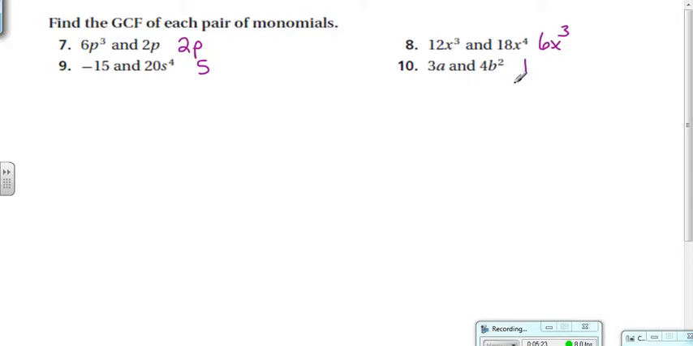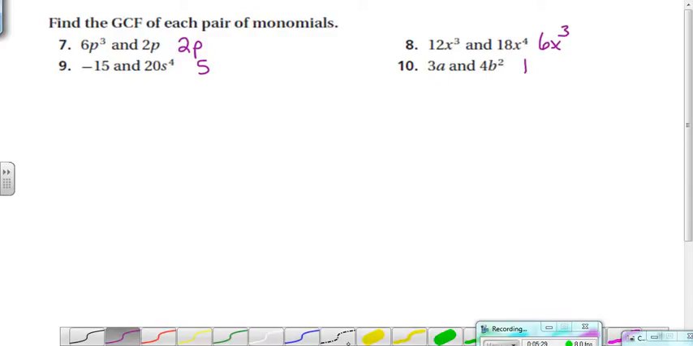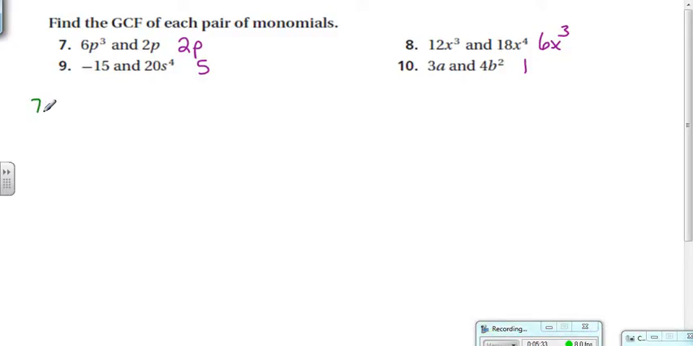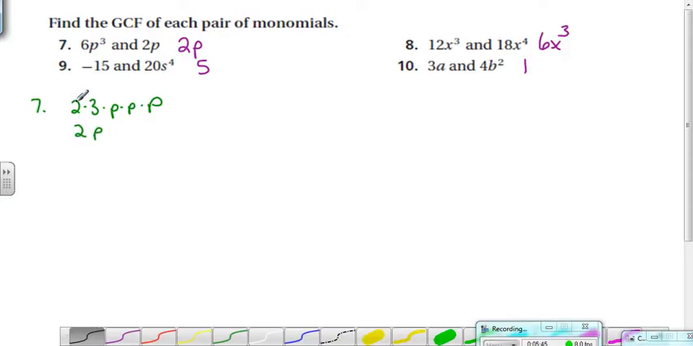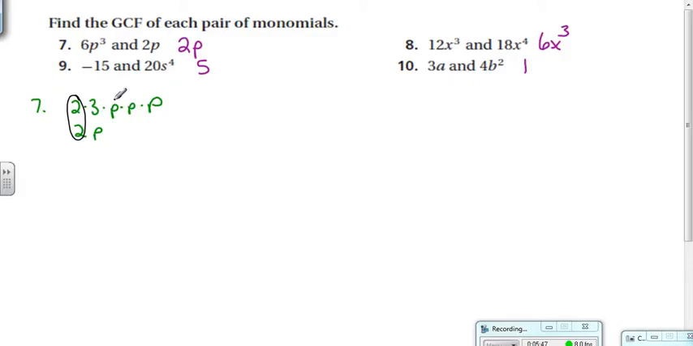Now, let's say you can't do these mentally. What's the process that I would use to come up with it? So if you can't do them mentally, you factor them out. If I go back to number 7, 6 is 2 times 3, and then I have 3 p's. Then I have a 2p. Well, what do they have in common? They have in common this 2, and they have in common that p. That's how you get 2 times p.